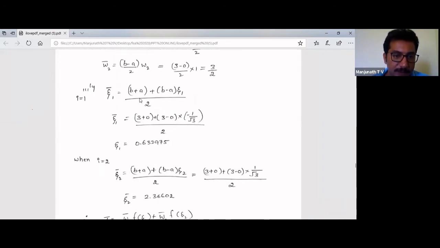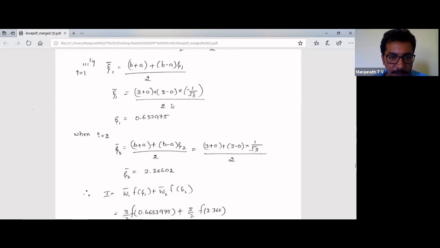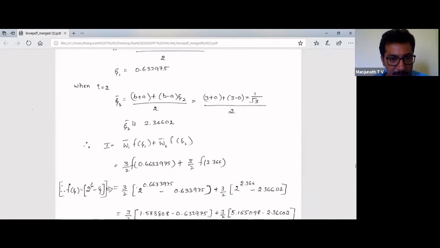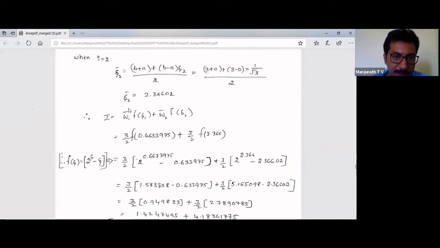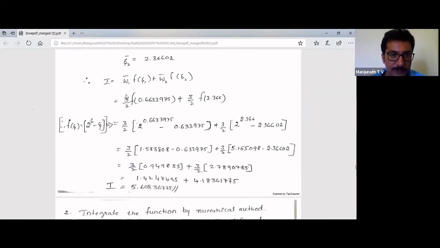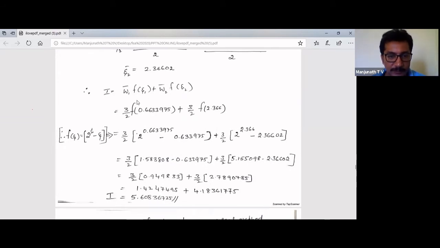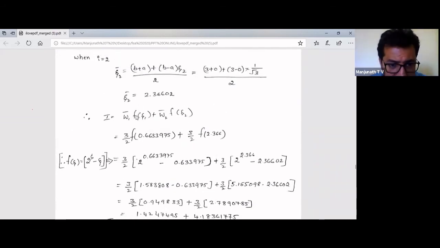Okay, similarly by using zeta i dash, which is equal to ((b plus a) plus (b minus a) into zeta i) divided by 2, by using this equation we can calculate zeta 1 dash and zeta 2 dash. Just substitute here the a and b values, and you are going to get the zeta 1 dash value and also the zeta 2 dash value. Once we have calculated the zeta 1 and zeta 2 values, by using the Gauss quadrature formula, I is equal to W1 dash f of zeta 1 dash plus W2 dash f of zeta 2 dash.